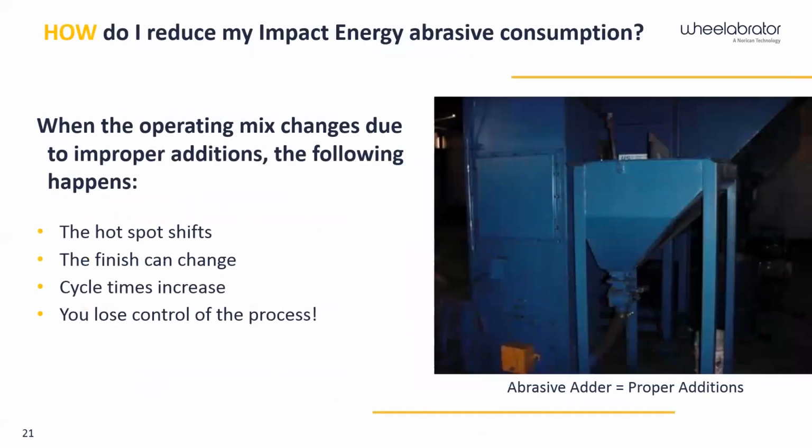So how can I reduce some of this? If the operating mix changes and you don't have proper additions, these are the things that'll occur. What I'm trying to say here is very typical in our industry. An operator will put 390 in his machine and he's going to run it. He never really watches what his operating mix is. All he's doing is watching his amps on his wheel.